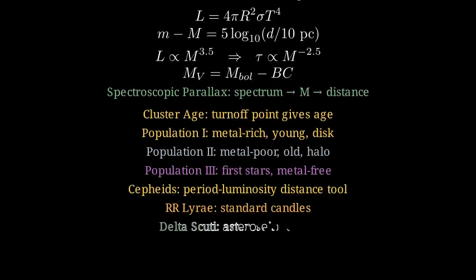Step 13 is variable stars in the instability strip. Cepheids are supergiants with a period luminosity relation used for distance. RR Lyrae are standard candles for globular clusters. Delta Scuti stars probe interiors, and Mira variables trace late AGB evolution.